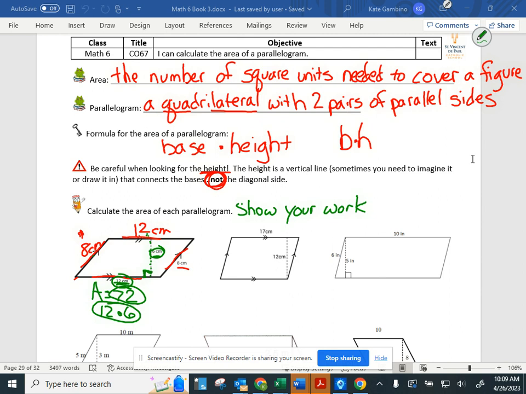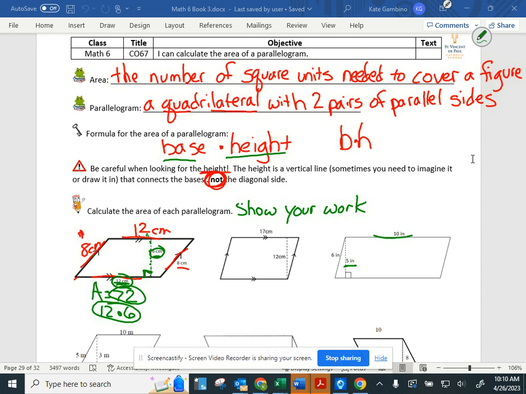Aiden? So why wouldn't you use the 8? Is that extra information for them? It's extra information, yes. Sometimes they give us extra information, and we need to know that for the area, we only use the two numbers that make the right angle. Aiden? There's the number 5 on the third one, extra information too. So what two numbers do we need to make an area? The base and the height. So what's my base? Which number? 10. What's my height? 5.